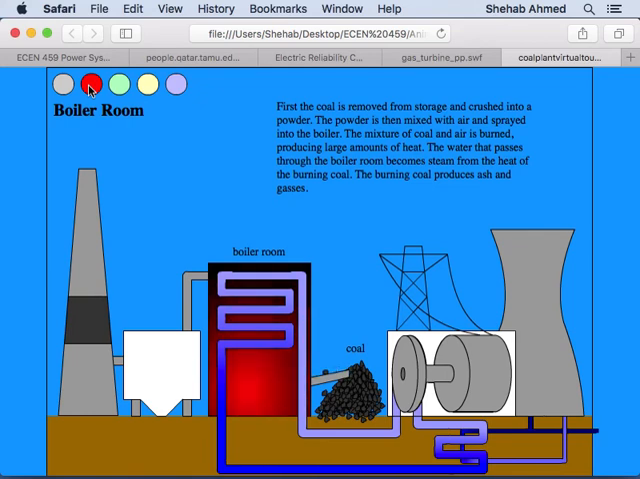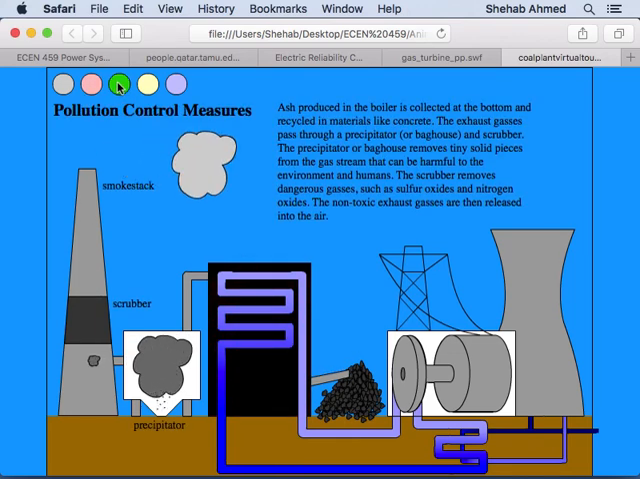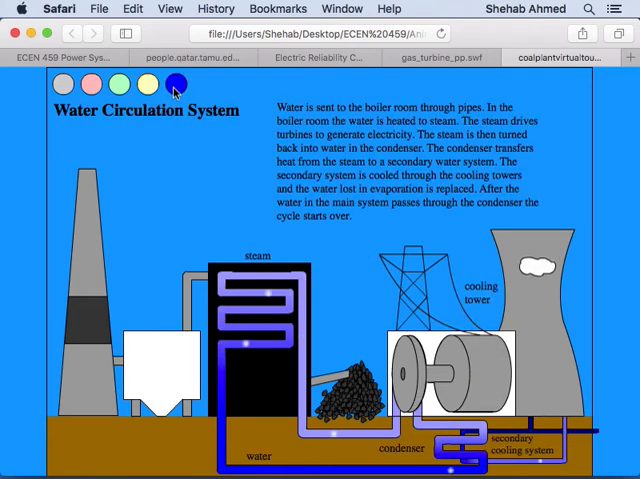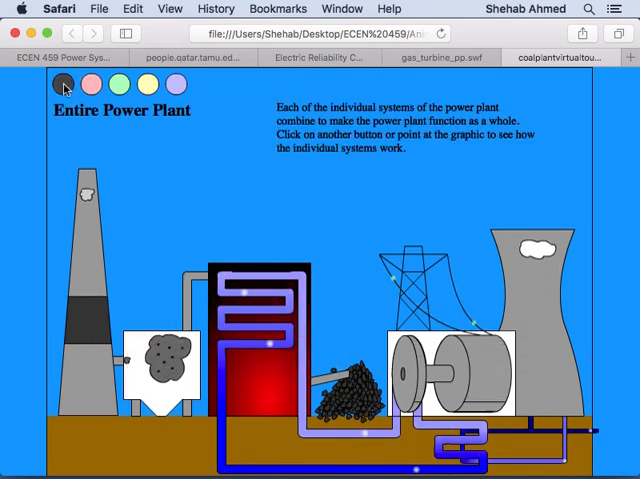But again, at the end of the day, you're creating steam, and the steam is running a turbine which runs an electrical generator. So there will be a boiler room, and because you're burning coal, there will have to be some extra pollution control measures. And then, of course, there's a power generator that's connected to a steam turbine, and this is the water circulation system for cooling the steam and providing a source of water, right? So this is the whole thing working.